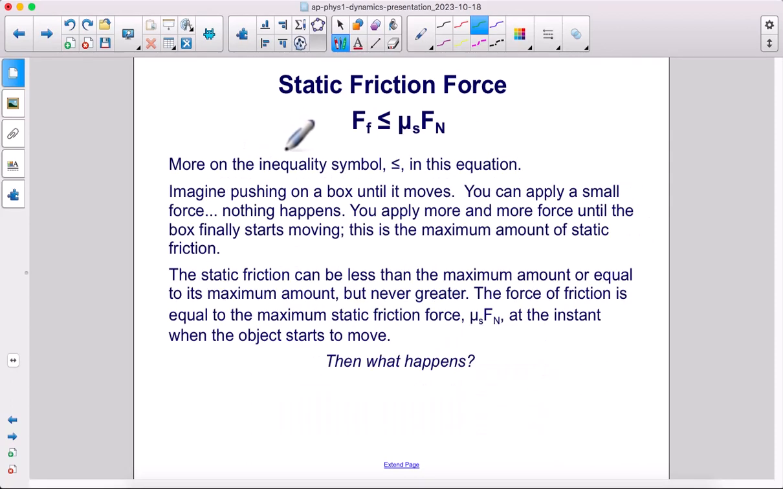More on the inequality symbol in this equation. Imagine pushing on a box until it moves. You can apply a small force. Nothing happens. You apply more and more force until the box finally starts moving. This is the maximum amount of static friction. The static friction can be less than the maximum amount or equal to its maximum amount, but never greater. The force of friction is equal to the maximum static friction force, mu s Fn, at the instant when the object starts to move. Then what happens?